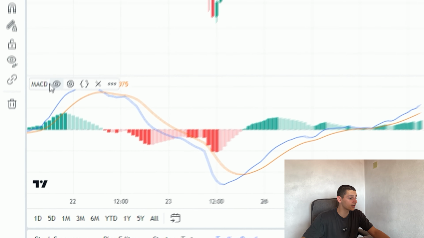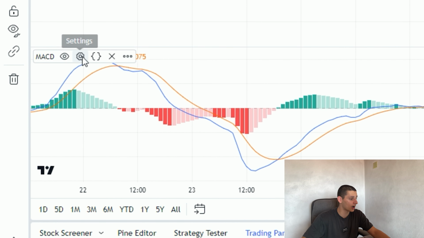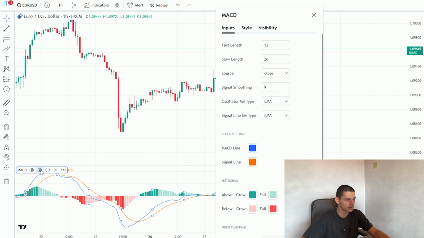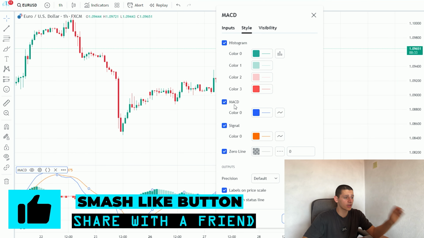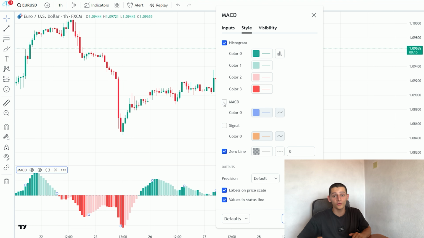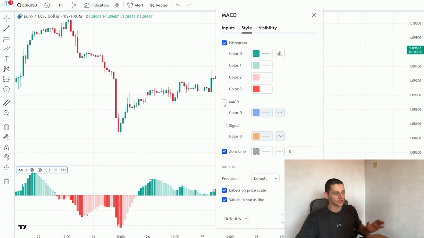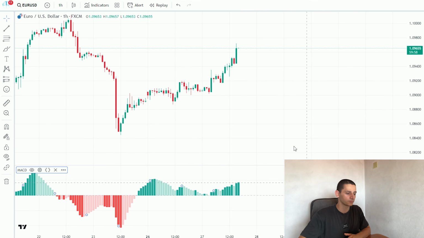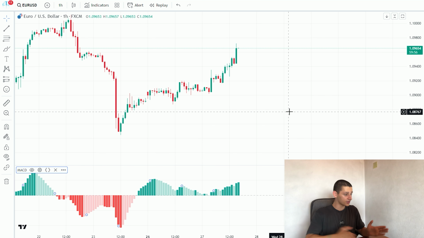You go right here to the left, click that wheel for settings, go to Style, and you get rid of these two MAs directly. If you think they are helping you, I have absolutely no problem with leaving them there, because the only one who will lose your money will be you. Anyways, we don't change any other settings, so just press OK. And your MACD indicator will look exactly like mine.